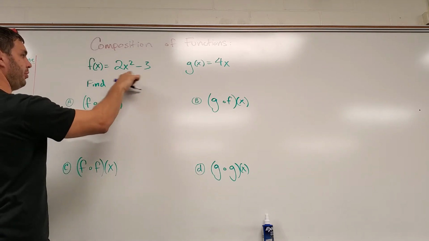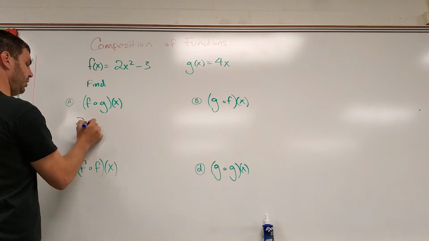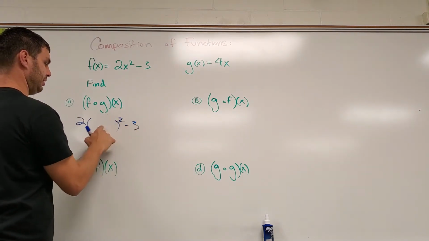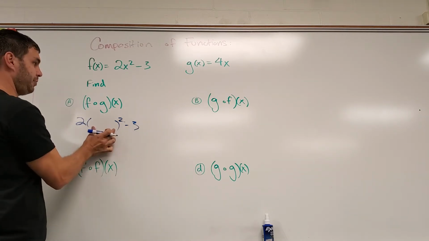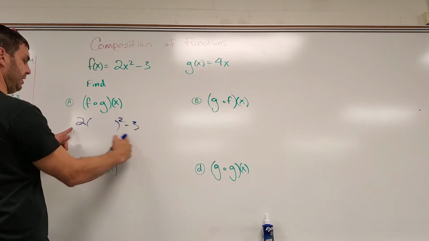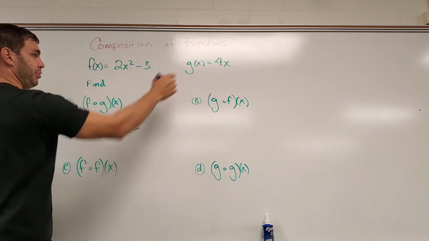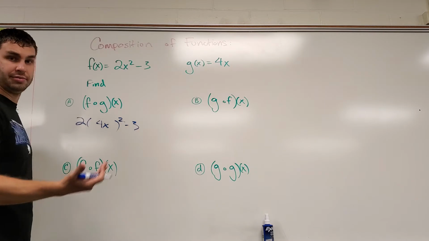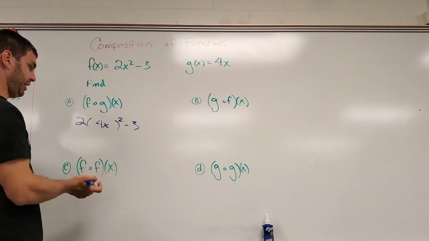So I'm going to start by writing out my f of x. But when I get to an x, I'm going to leave a space, and that's where I'm going to put the g. So in that space I left, this is the same thing, except instead of x I have a space, I'm going to put g of x, and g of x is 4x. Now I can just simplify this.